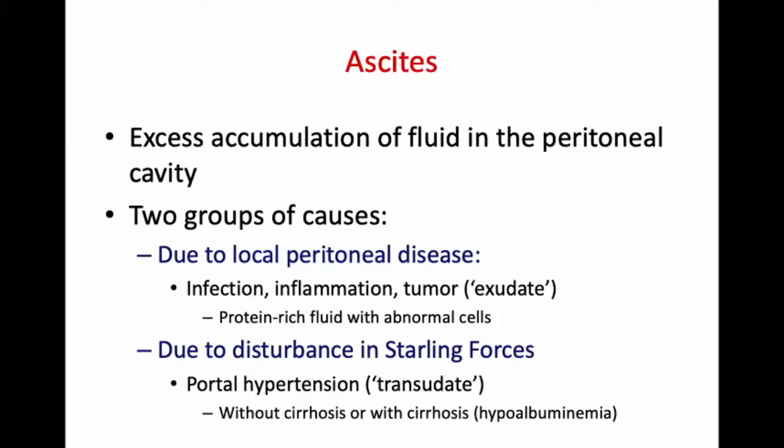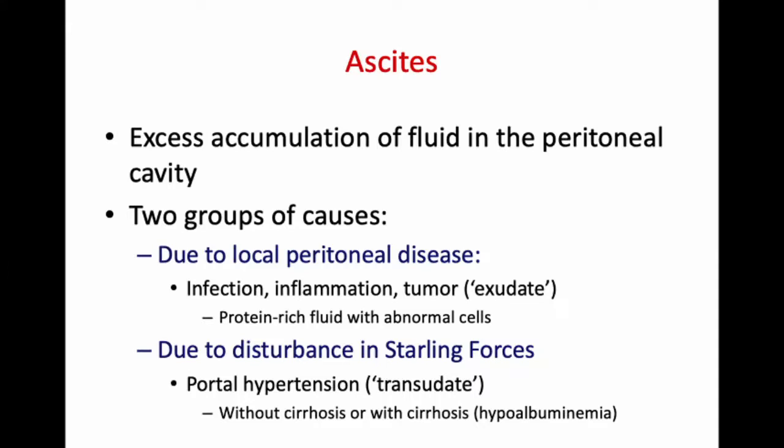And here also the causes can be divided into two groups. First group is those due to local peritoneal disease, such as infections like tuberculosis or peritonitis, inflammation due to pancreatitis and so on, or tumors like secondary deposits from pelvic organs and so on. All these causes produce what you might call an exudate. So in those situations, it's a protein-rich fluid with abnormal cells like inflammatory cells or tumor cells.